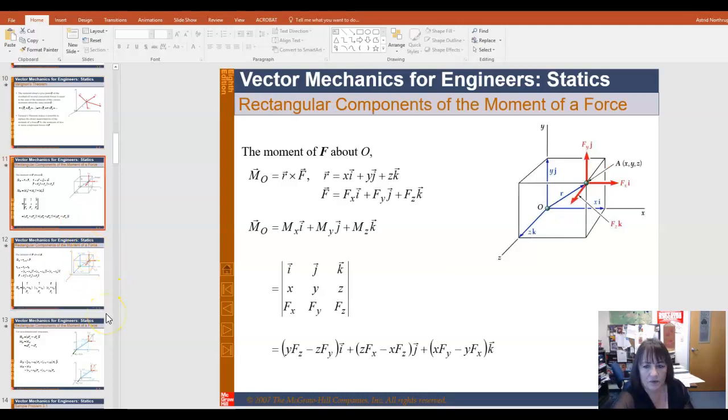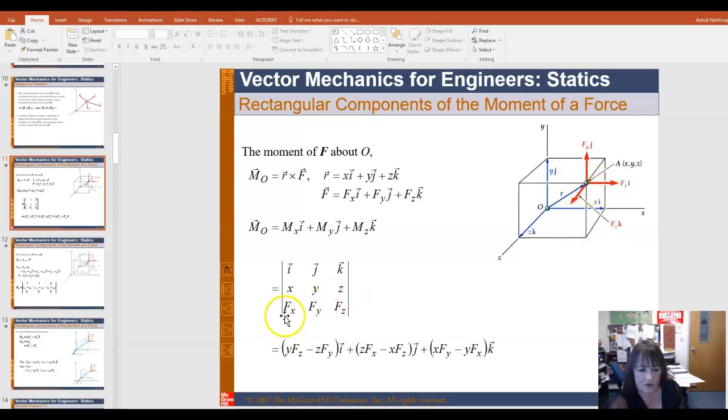All right, so if we start talking about 3 dimensions, we have to rely upon the array and the evaluation of that determinant. This shows you how to find M sub O. Now this has a little arrow over it, meaning that we're talking about the vector, the moment about O. So here's point O, and we're talking about the moment built in by the force F.